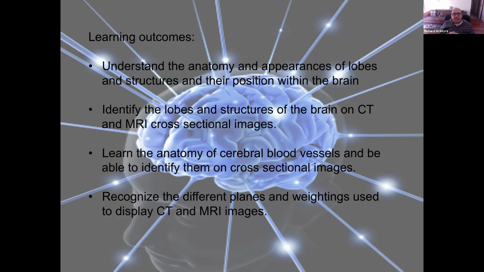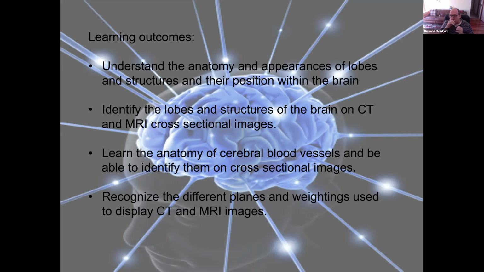So the learning outcomes for today are to understand the anatomy and appearances of lobes and structures and their position within the brain. We're going to build on what you know about your anatomy. I'm assuming you guys know a fair bit about your anatomy. You've done first year, you've done a little bit of second year brain anatomy. The other part is to identify the lobes and structures of the brain on CT and MRI cross-sectional images. As far as I'm concerned, this is the main part of the lecture that we're doing today, okay?